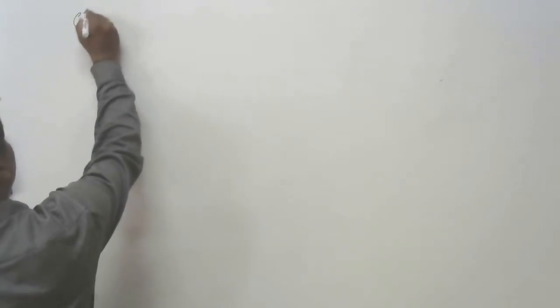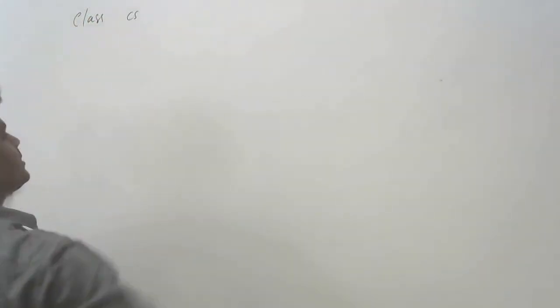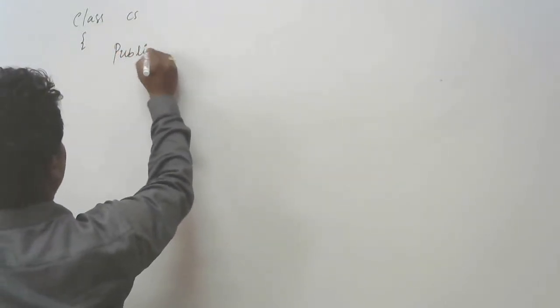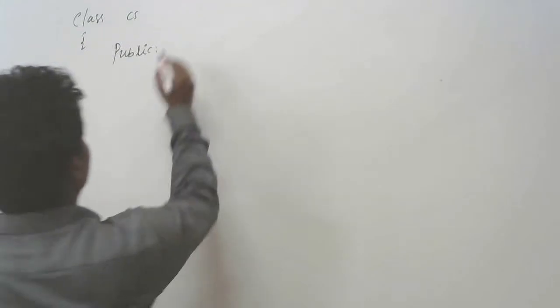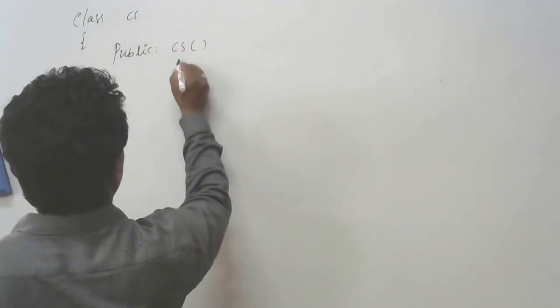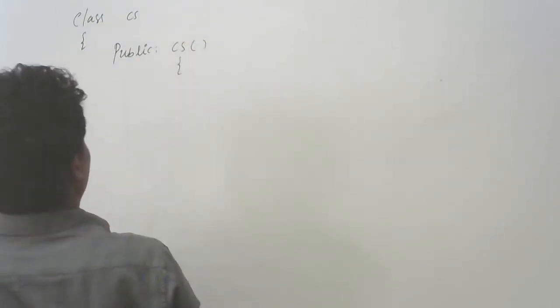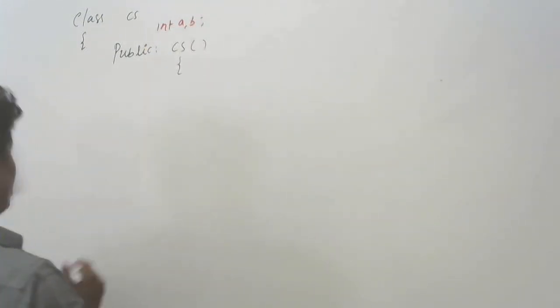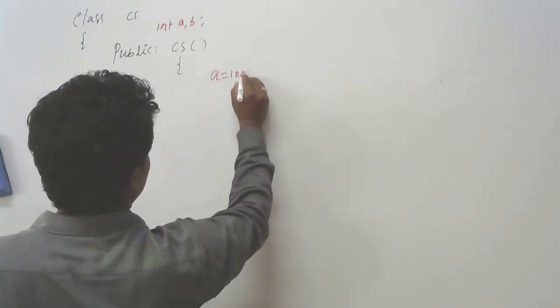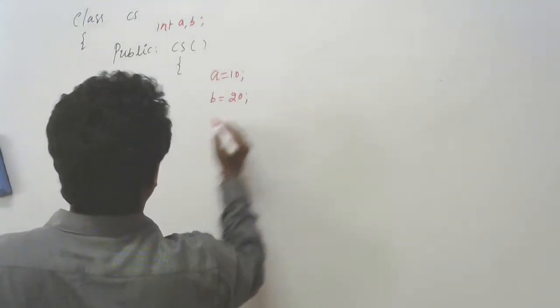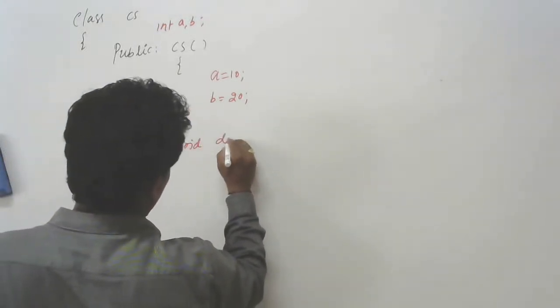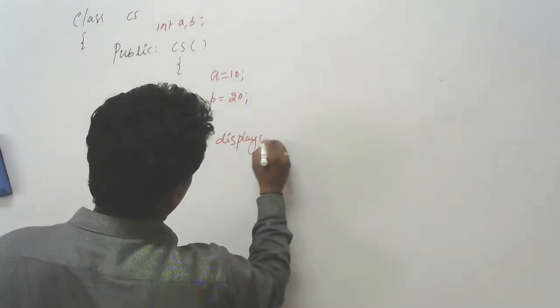First, as usual, we start with the class name. We'll write class CS. Open the flower bracket. I will take public. Here I will take CS, open the flower bracket. Sorry, I have to declare the variable. I am going to declare here int a comma b. Then I will initialize the value a equals 10, b equals 20. Close the constructor. Then I will declare one normal member function, that name called void display.